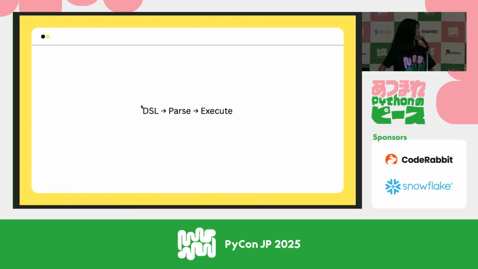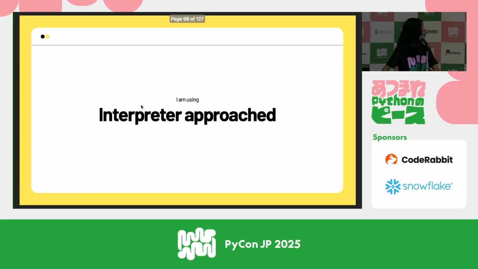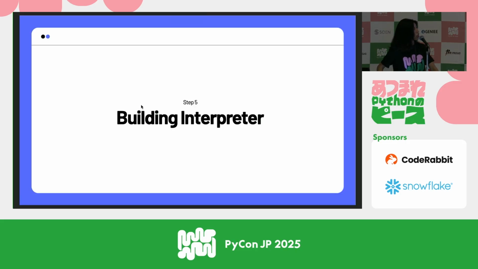So the idea is that when you have a domain-specific language, you parse it. You don't need to generate it into other code. You just interpret it immediately. So I'm going to use the interpreter approach because I don't want to generate into other general language code. So step 5, we go into actually building the interpreter.